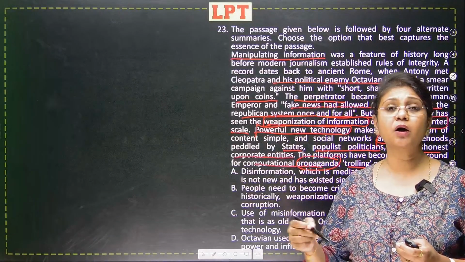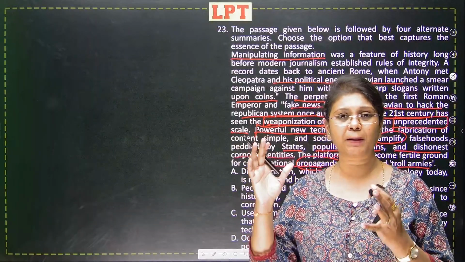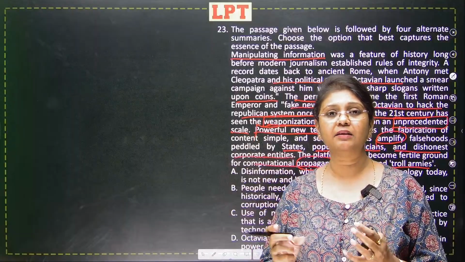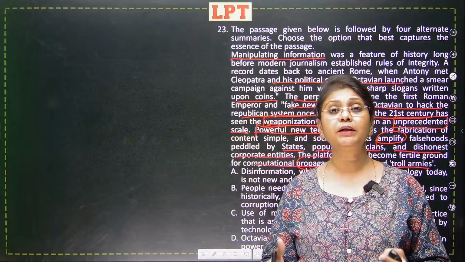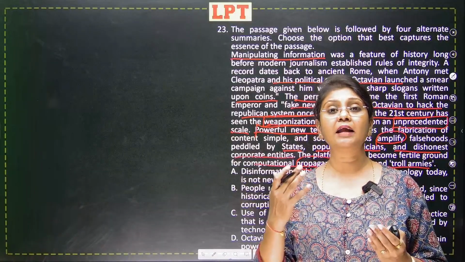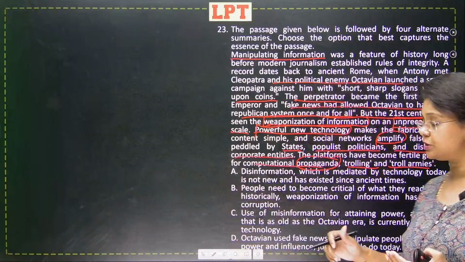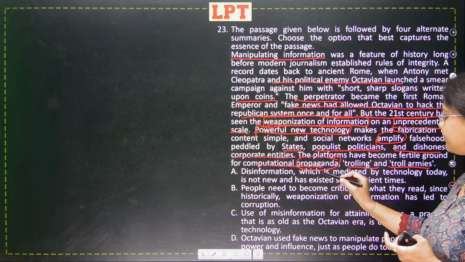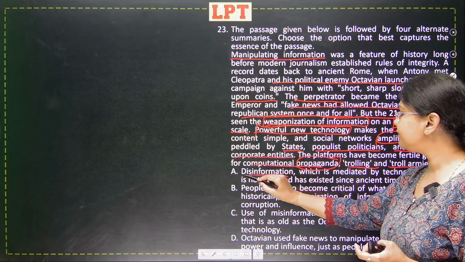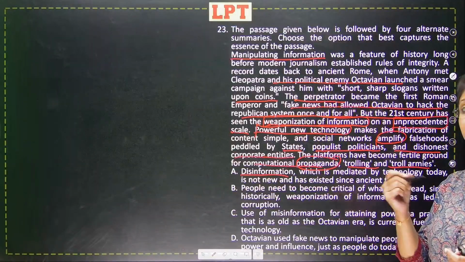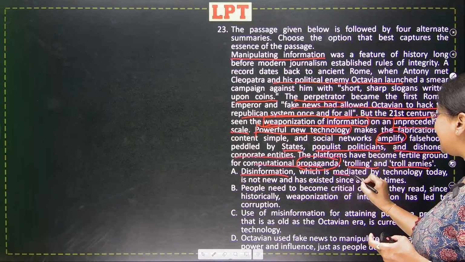So this is what we are talking about, and the point is the things that you have mentioned in the passage should find some relevance in the options also. Let's evaluate our options. Let's see why other options are wrong and which option makes the closest ideal summary to this particular passage. So it says disinformation. Of course, we are talking about manipulating information, and this says disinformation, which is mediated by.